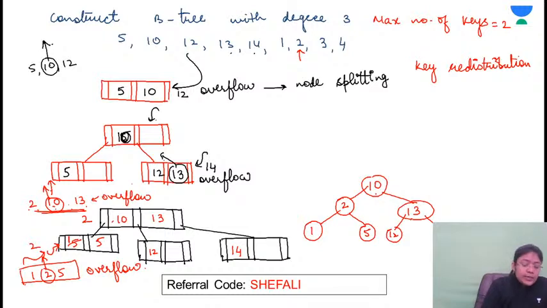I'll be taking more examples with the more order. This is the first example. In this case, I have taken the order as odd. तो आपके पास middle element एक ही आ रहा है. Our next example will be based on the even order.